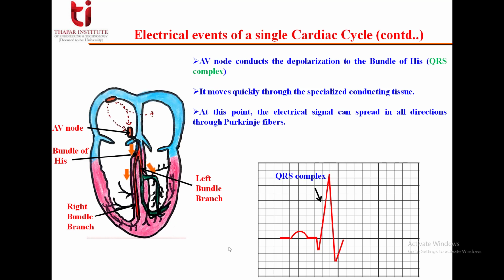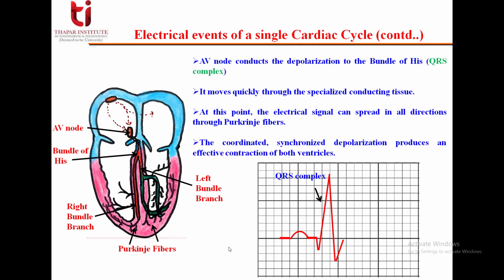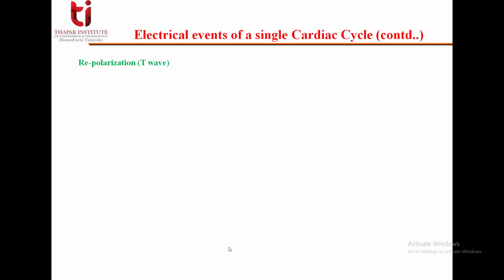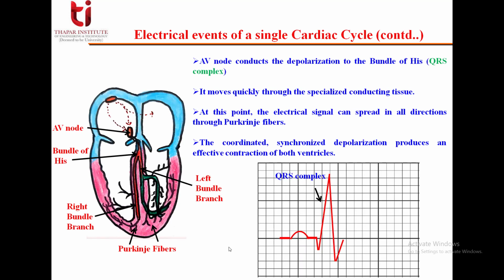Now at this point what will happen? The electrical signal can spread in all directions through the Purkinje fibers. So it will now cause the contraction of the ventricles. This coordinated and synchronized depolarization produces the effective contraction of both the ventricles. Fine. So after this, atrial contraction occurs, then ventricular contraction occurs.